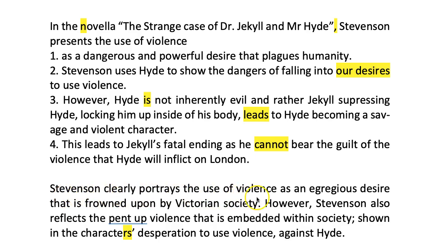Stevenson clearly portrays the use of violence as an egregious desire that is frowned upon by Victorian society. However, Stevenson also reflects the pent-up violence that is embedded within society, shown in the character's desperation to use violence against Hyde. So now this is an original idea. We would expect most students to talk about how Hyde is violent, but no, because the question is about violence in the novel as a whole, he's very interestingly gone for the more sophisticated, because it's less obvious, interpretation that society is violent towards Hyde himself.